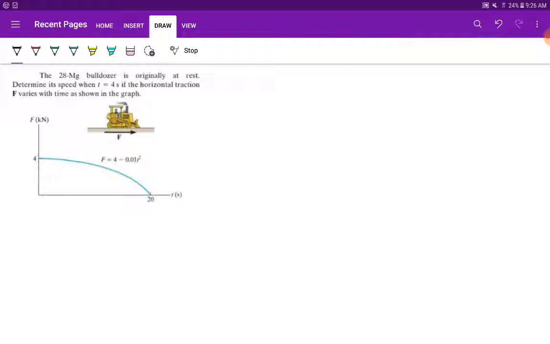All right. So this one says the 28 megagram bulldozer is originally at rest. Determine its speed when t equals 4 seconds, if the horizontal traction varies with time as shown in the graph. All right.